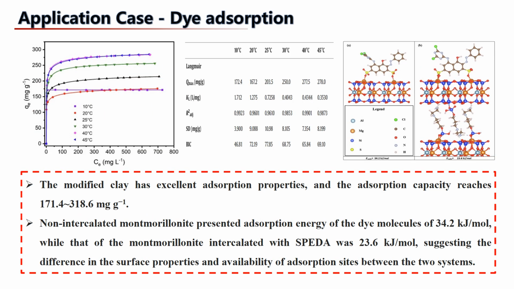Finally, the modified clay was used for the removal of dye waste. It was found that the modified clay had excellent adsorption properties, and the adsorption capacity reached 318.6 mg/g. In addition, the adsorption energy of unintercalated montmorillonite for dye molecules was 34.2 kJ, while that of intercalated montmorillonite for dye molecules was 23.6 kJ, indicating that the modified surface properties and adsorption sites had changed.